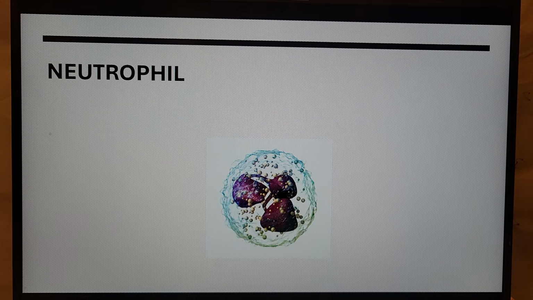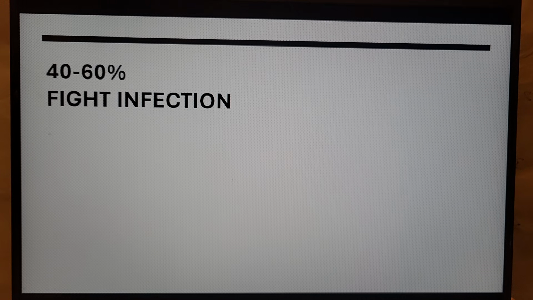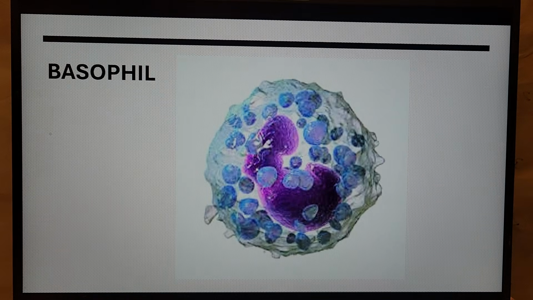So this is the neutrophil, 40 to 60%. This is the most common white blood cell that we have to fight infection, right? So the job of the neutrophil is to fight infection. Also your monocyte, macrophage can engulf the germ and also fight infection. So neutrophil and your monocyte, macrophage there, are very important to fight infection.